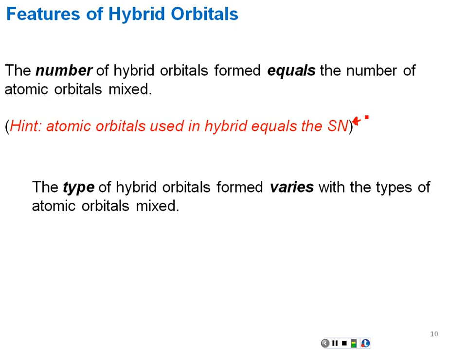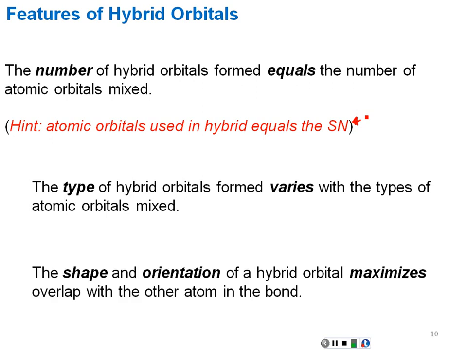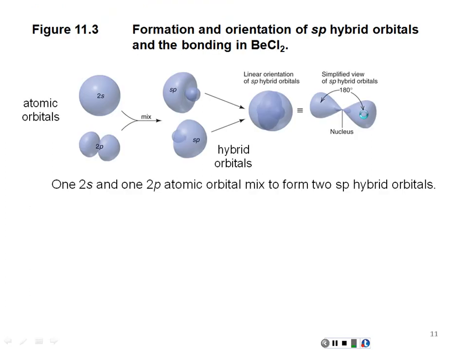The type of hybrid orbitals formed varies with the types of the atomic orbitals that are mixed. The shape and orientation of a hybrid orbital maximizes overlap with the other atom in the bond. So figure 11.3 in your book gives a picture of what it means when an orbital is hybridized. In this case, we have a 2s orbital and a 2p orbital, atomic orbitals mixing, and they form what's known as an sp orbital.